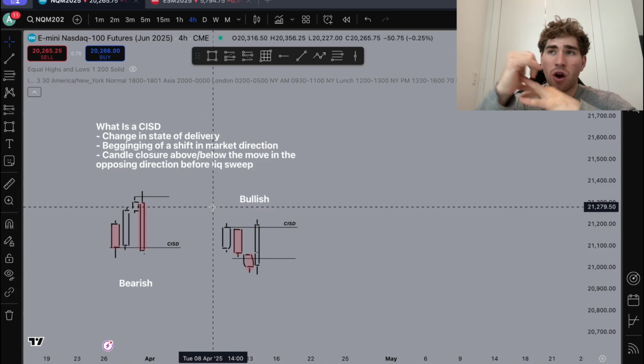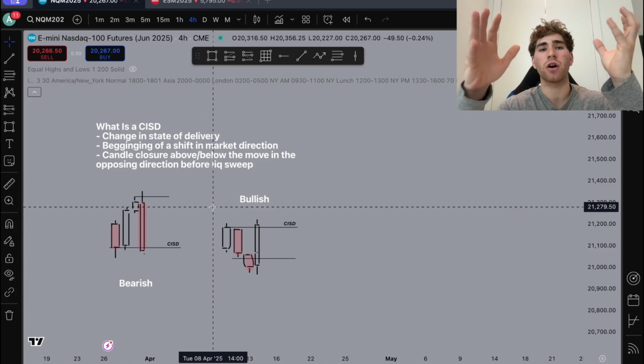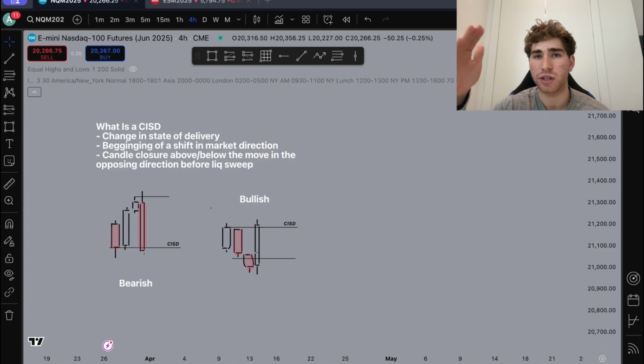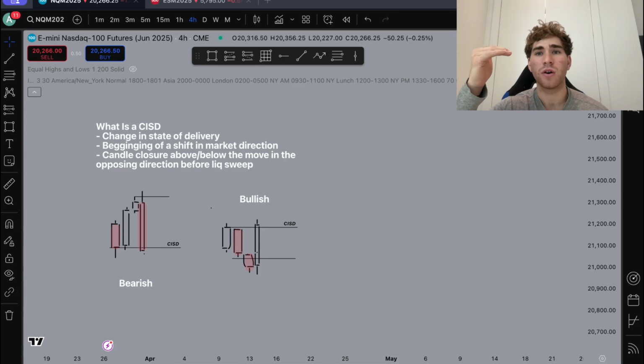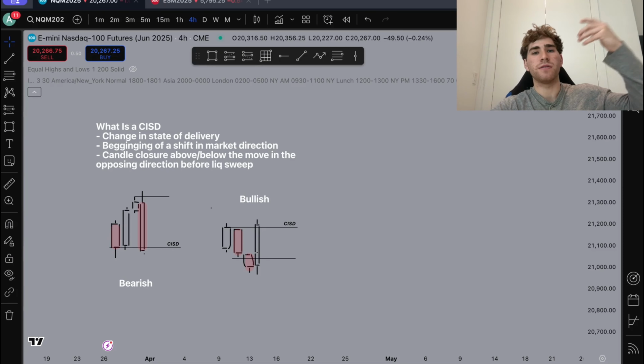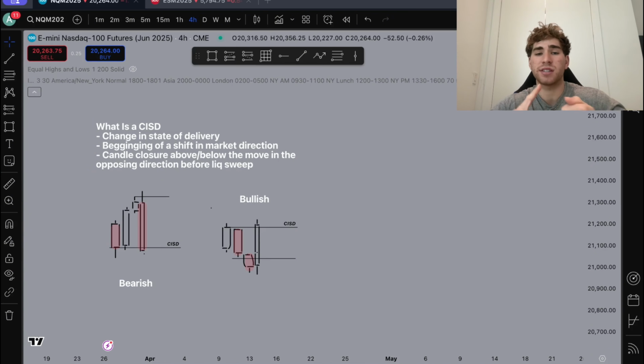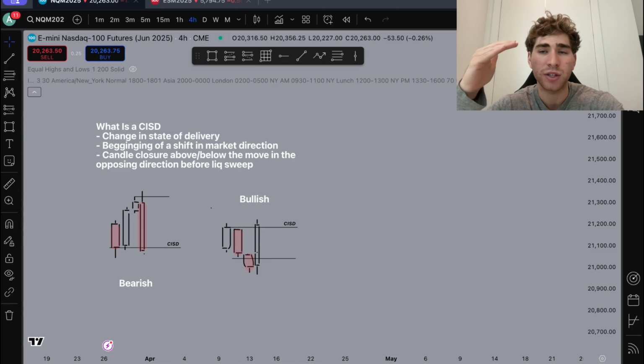CISDs and IFEGs are my main, if not only, entry models that I will trade off. I will use other confluences to convince me to take the trade, but I won't base it off that strictly. Let's say we tap into an order block, I won't take that trade. I want to see price visibly give us a CISD or IFEG, and that is when I will enter a trade.